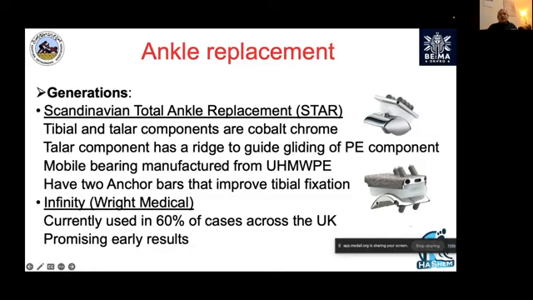And as you can see, the talus is more curved to resemble the talar head. And as you see, the poly is very congruent with the talar component. Again, there is still a small ridge here, which means that though it is a mobile bearing, not a fixed bearing, it still moves in one track, doesn't go in or out, and the risk of poly dislocation or poly displacement is very low.